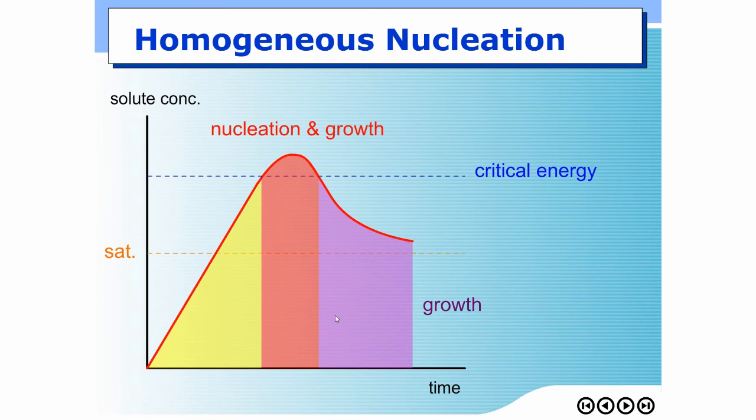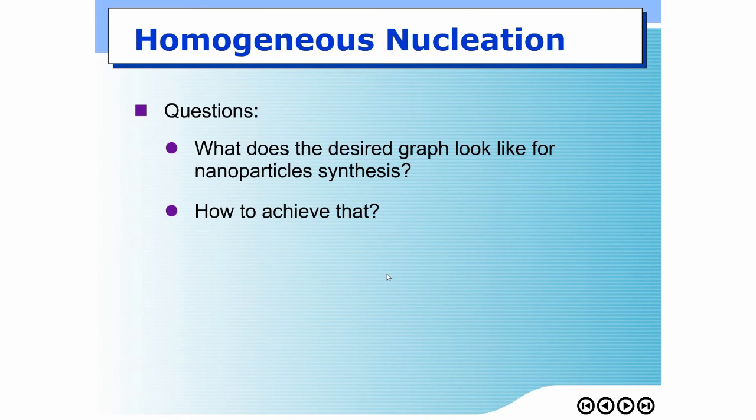We do not want this purple area at all. We do not want our nuclei to grow. But it is impossible to avoid growth. But we want the growth to be as small as possible. How can we achieve that? You have to think about that. Okay?